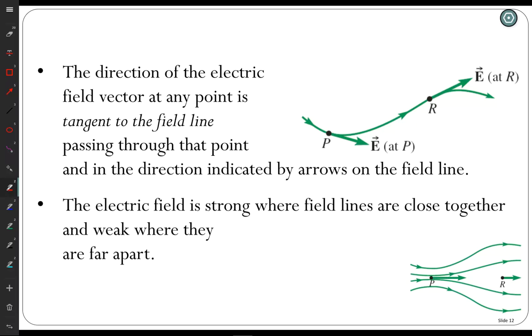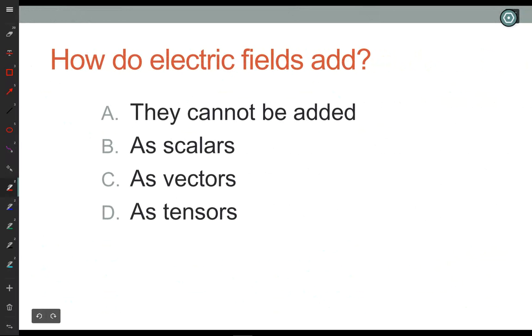So you can see in this lower picture, is the electric field stronger at point P or at point R? Stronger at P because they're closer together.